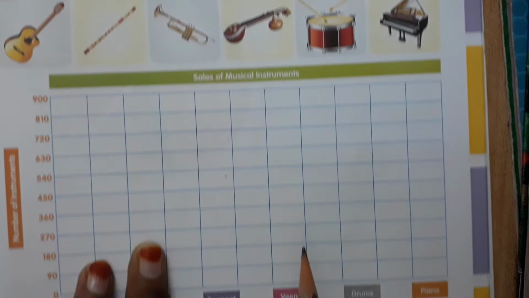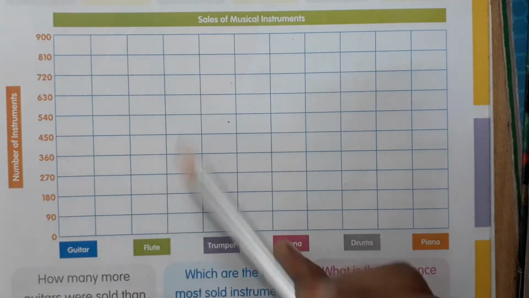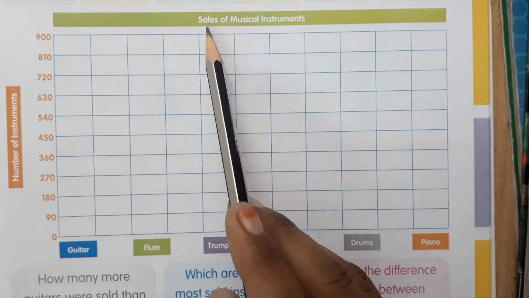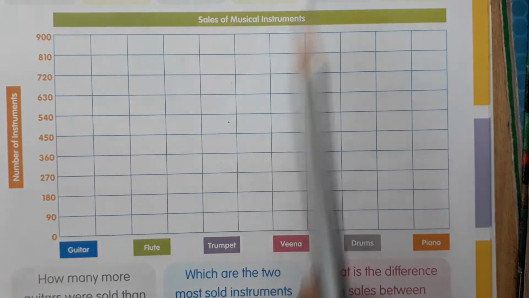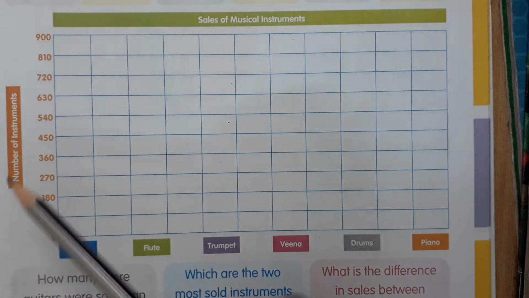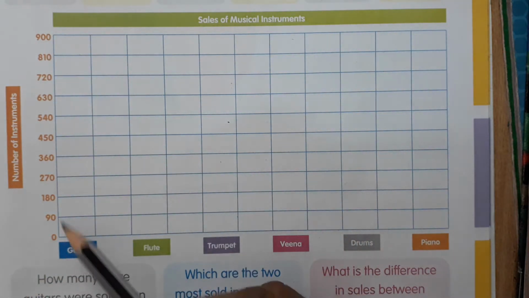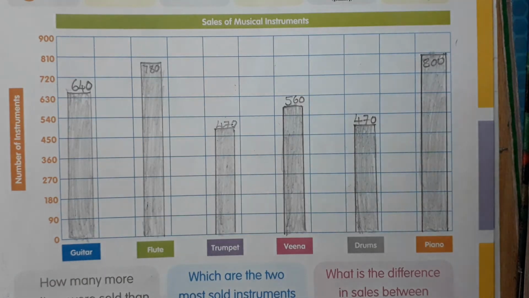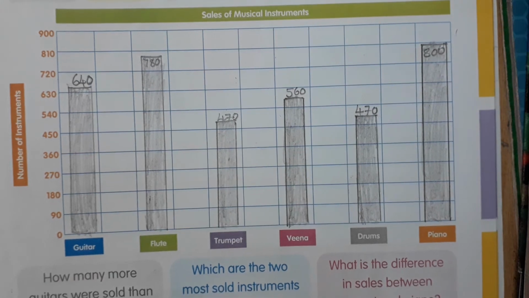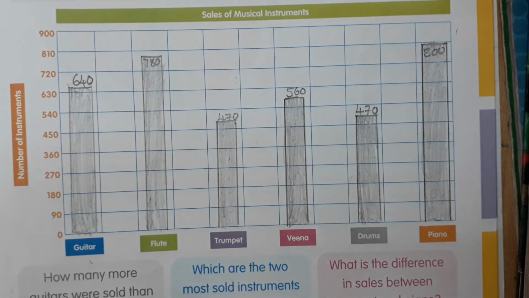So here is a bar graph, children. You have to draw bars here. So heading, title, sales of musical instrument and the items, guitar, flute, trumpet, veena, drums, piano. This is the number of instruments. So here you have to draw the bars, children. So this is the bar graph for the given information, children. Look here, guitar. How much? How many are sold?